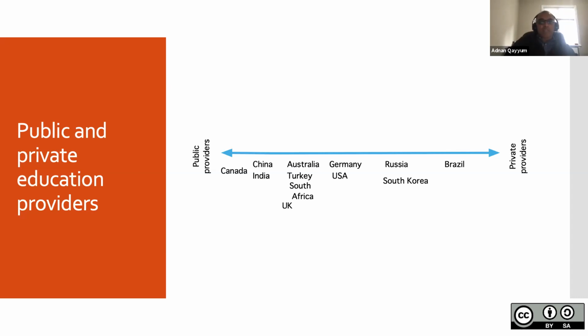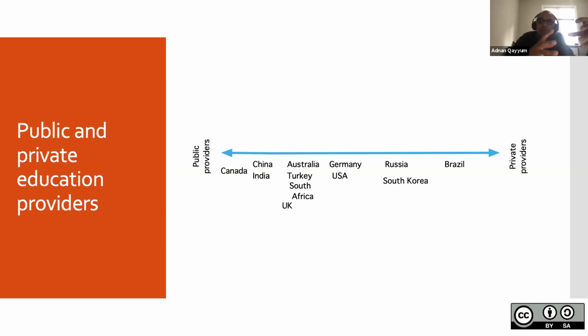I mentioned this because I did a study with a colleague of mine where we looked at open and distance learning systems in 12 countries. And one of the things we saw is there's a real spectrum of who provides education, whether it's the public sector or the private sector or a mix. In Canada, we're a bit of an outlier.